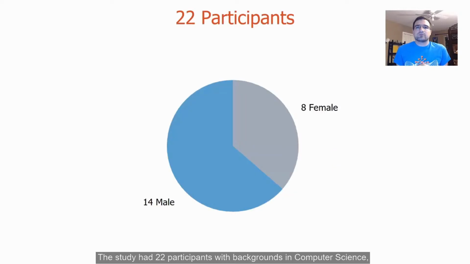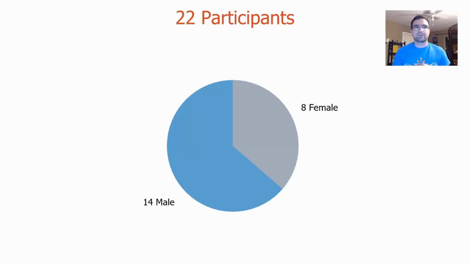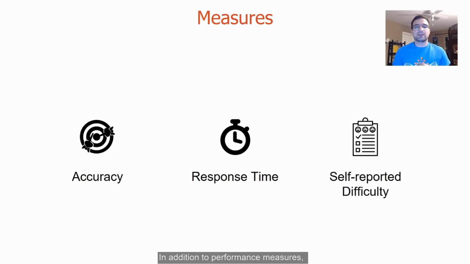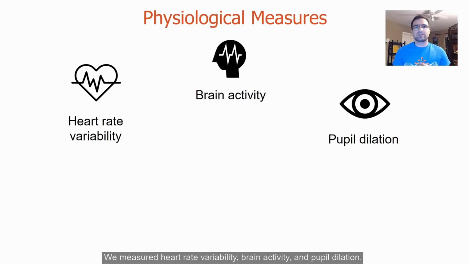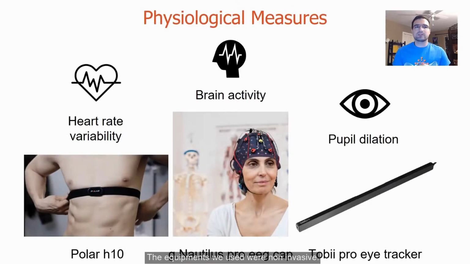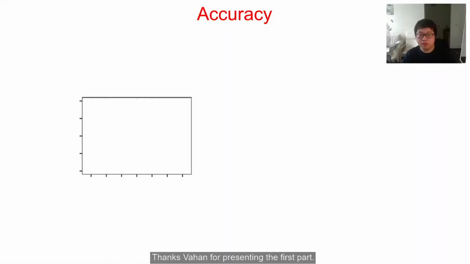The study had 22 participants with backgrounds in computer science, all of whom reported that they were familiar with the task of finding the shortest path between 2 nodes in a node link diagram. In addition to performance measures, such as accuracy, response time, and self-reported difficulty, we measured heart rate variability, brain activity, and pupil dilation. The equipment we used was non-invasive.